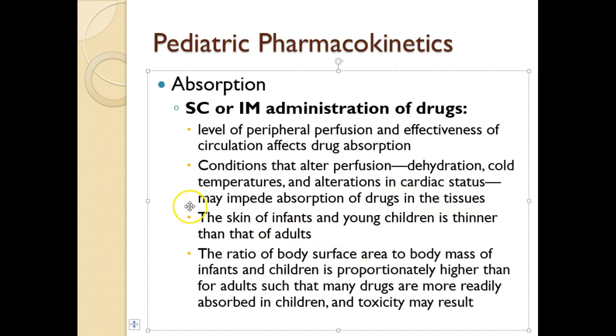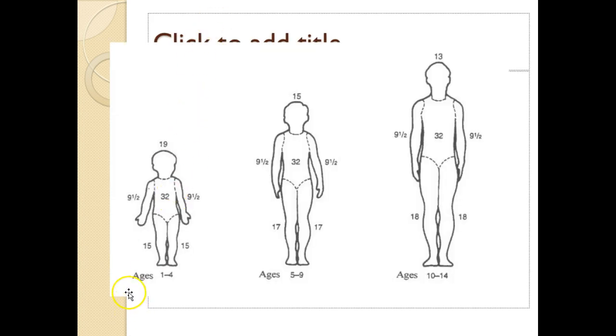So for one, the skin of infants and young children is actually thinner than that of adults. And then their ratio of body surface area is much higher compared to adults. Which means drugs may be absorbed much faster, and they could have drug accumulation. So this is a good picture of the body surface area of a toddler as well as a school-age child, and then adolescents.